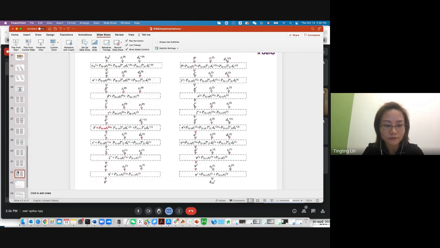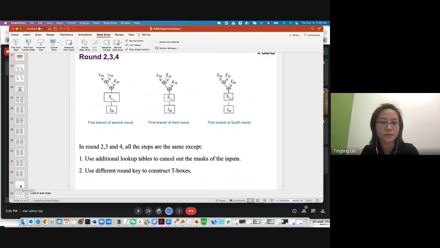So this is the first round, and for the remaining rounds, especially round 2, 3, 4, all the steps are the same, except that we need to use additional lookup tables to cancel out the masks of the input. For example, the output of the first round will be X4, but it is a mask value. I use a bar to denote the masked value. So we need additional lookup tables to cancel out the masks in this value. And also for the third round and the fourth round, there are some inputs that are also masked, so we need additional lookup tables to cancel them out.